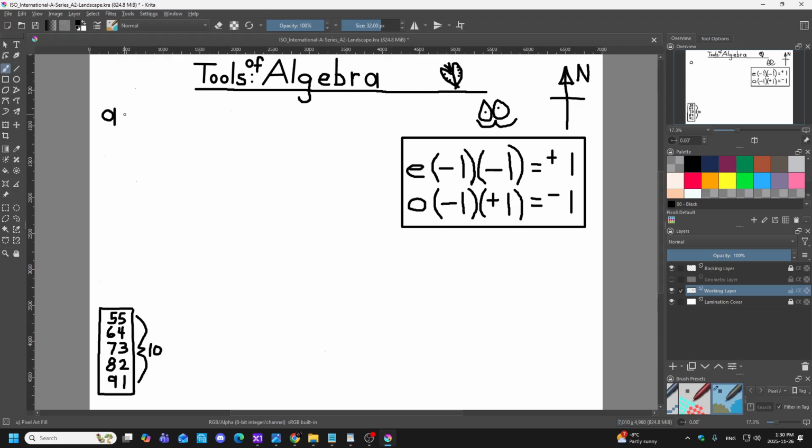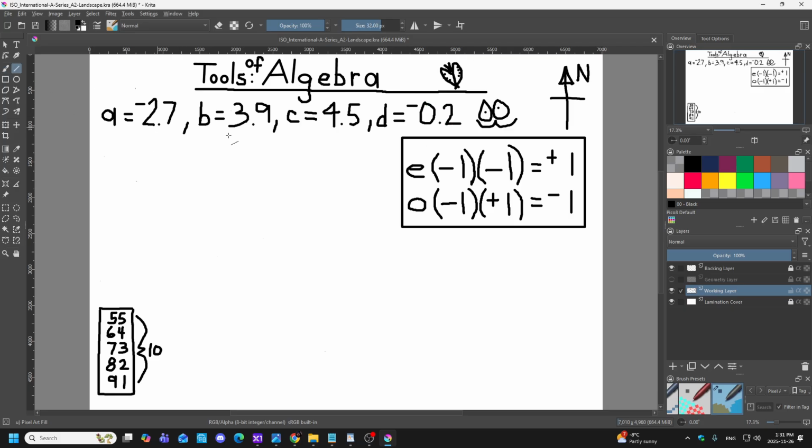So let me share. A is equal to negative 2.7, comma, B is equal to 3.9, that is positive. C is equal to 4.5, also positive. And there's one more. D is equal to negative 0.2. Okay, I'm just going to go like this. Double checking. A is negative 2.7. B is 3.9. C is 4.5. And D is negative 0.2.